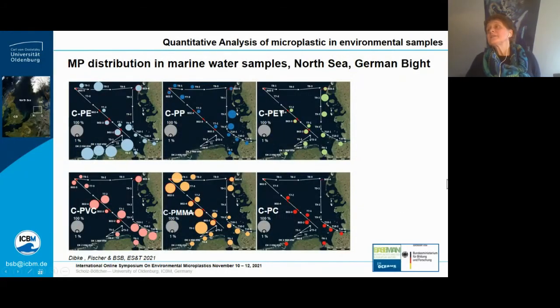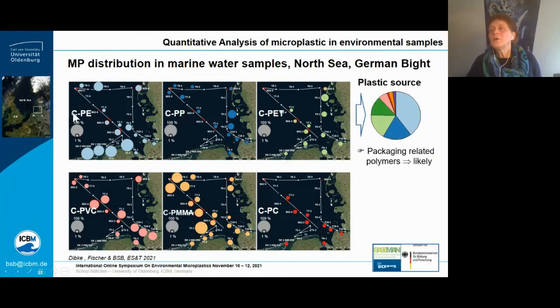Another sample is the microplastic distribution in marine waters of the North Sea in the German Bight. If anybody is not familiar with the location, it's just given here. And what we see is that for the cluster of PE, PP, and PET, we have very local accumulation closer to the coastline. And here the most plausible plastic source is assumed to be packaging related.